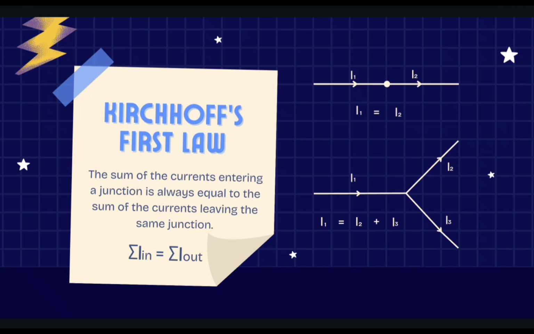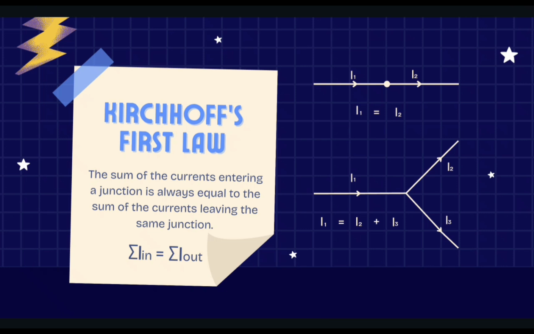Take a look at the first diagram on this slide. Here, a wire goes through without branching. The current I1 flows straight through and continues as I2. Because there is no branch for current to split, they are the same. That's why you can see I1 is equal to I2.